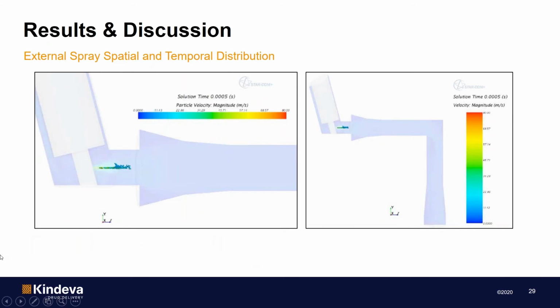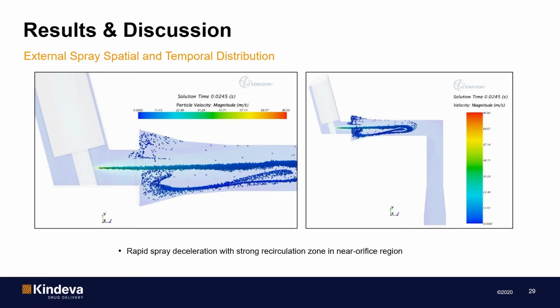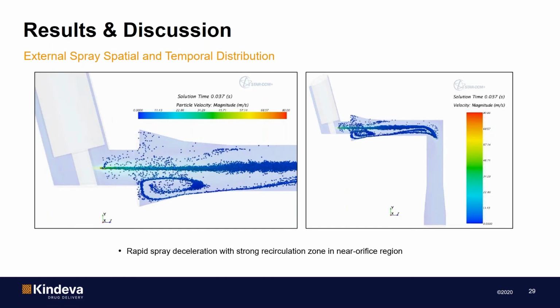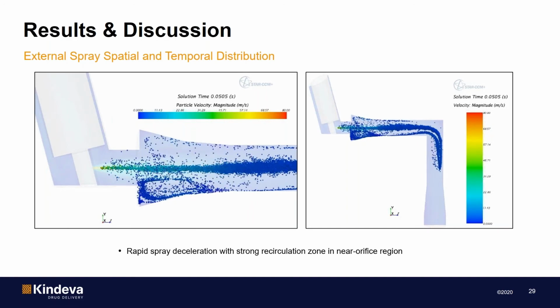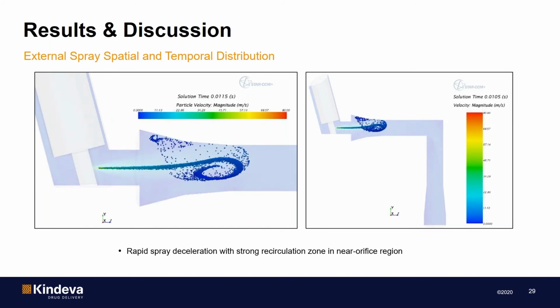Right. So now here we show an animation of the spray dynamics inside the induction port, and the color code here basically corresponds to velocity magnitude. We can see the spray is emitted. There we go. So as you can see, the spray is emitted with a very high velocity, and if I can just pause this. Yep, starting from the beginning.